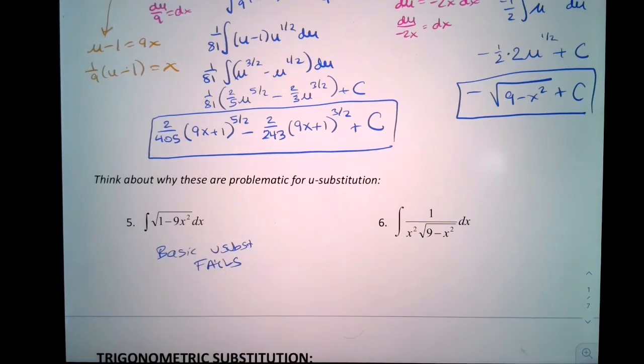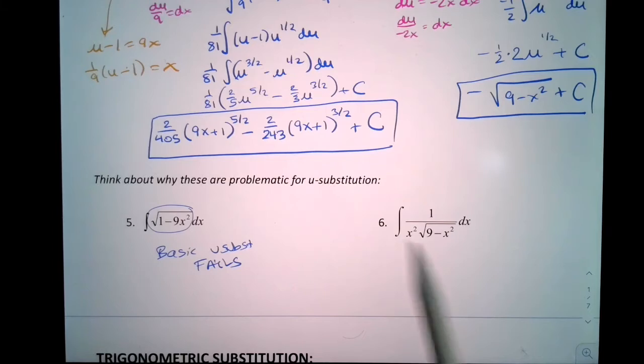Because when you do that follow through, you're going to have a negative 18x, and you're not going to be able to get rid of that. That's going to be a problem for us. It's also something that is not going to work by integration by parts either. This is not something that we know the integral of, so it can't be dv. It's also really complicated to take the derivative. So integration by parts is not going to be the way to go either.